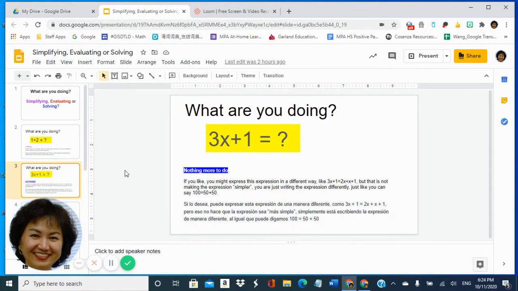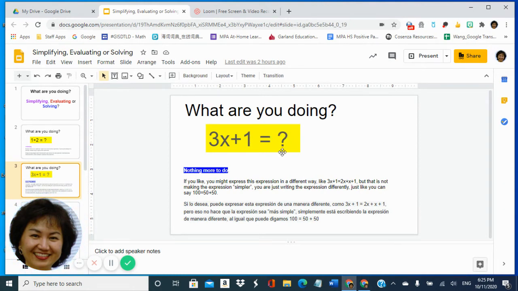Look at this one. When you are given 3x plus 1 equals to what? Some of you might say, well, it equals to 4. No, it's not equal to 4 because this 3x is a term with an x, and this 1 is a constant term. They are not like terms. You cannot do anything more. So basically 3x plus 1 is already at its simplest way to express it. So you don't have much more work to do.